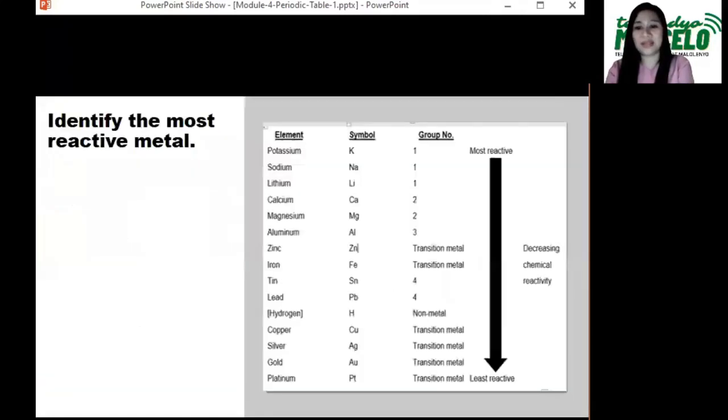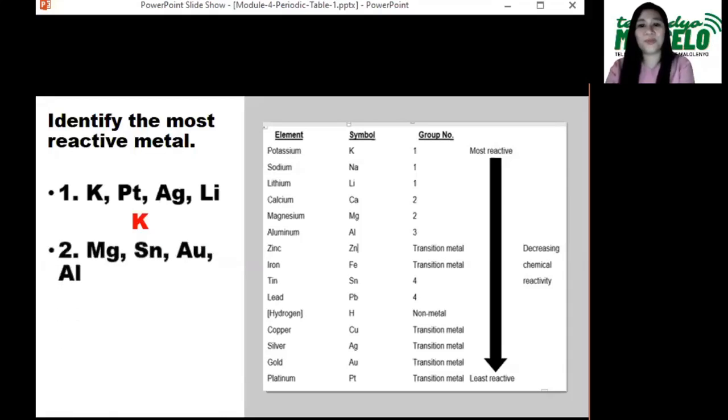For our last activity, let us identify the most reactive metal from the given examples. Number 1. Among the following metals given such as potassium, platinum, silver, and lithium, which is the most reactive metal? Type your answer on the comment box. The answer is potassium. Very good. That is correct.